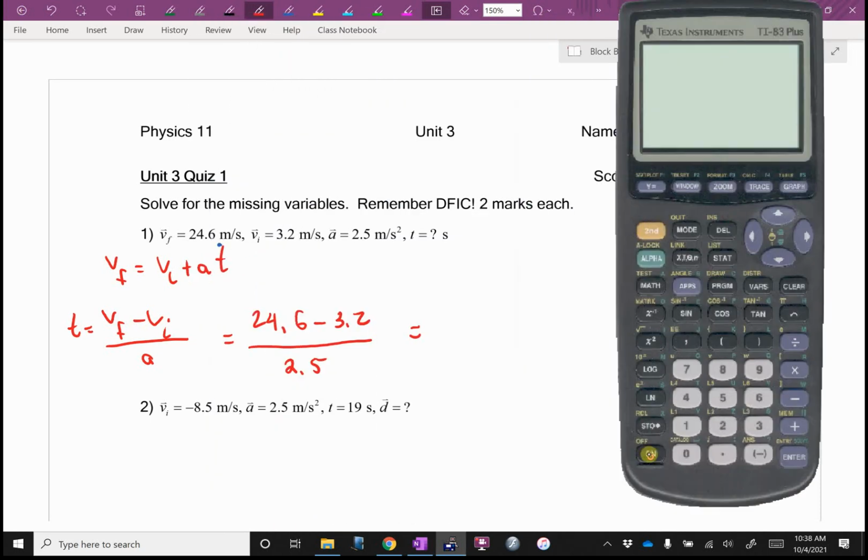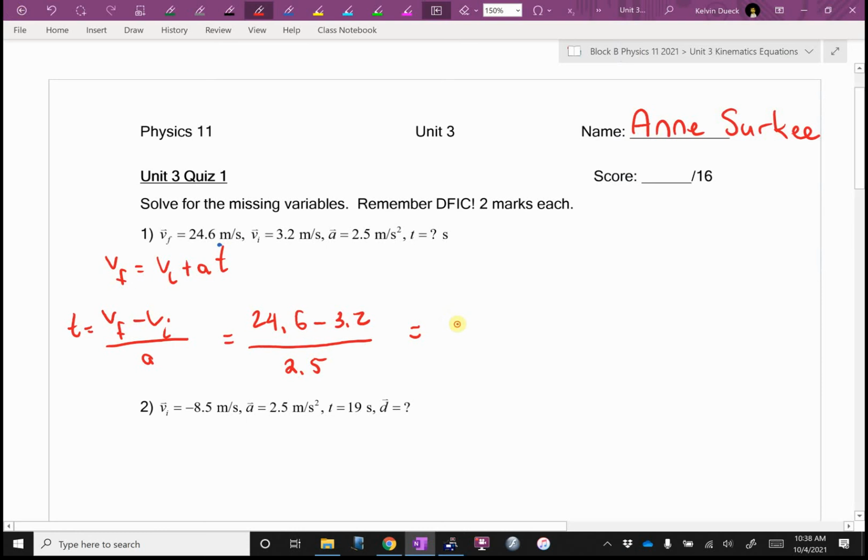I need brackets around the top unless I have the fancy 2-level fraction button. 24.6 minus 3.2, close bracket, divided by 2.5. Did y'all get 8.56? Units, it's time. Seconds. Okay. If you got that, I would give you 2 out of 2.